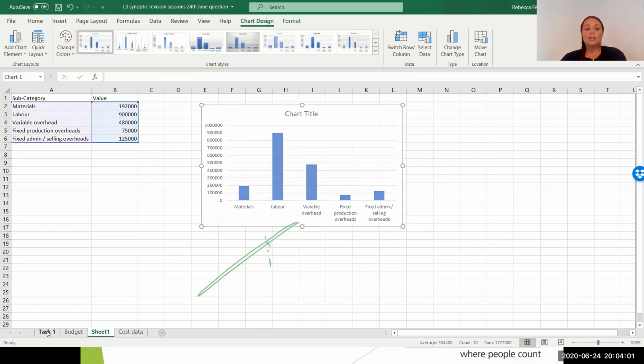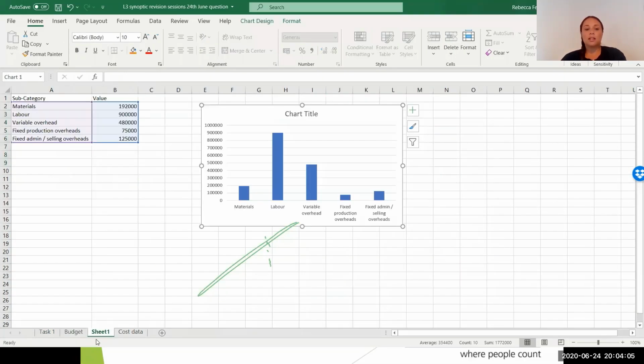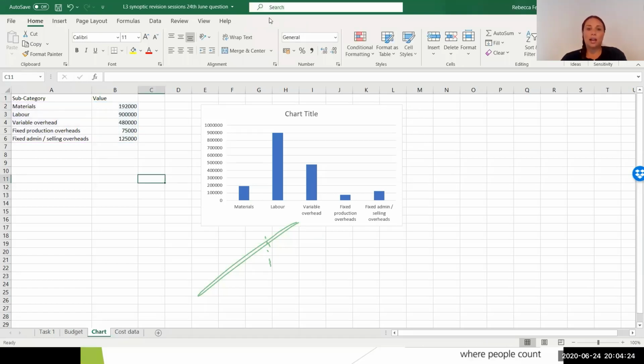And it tells me to rename this worksheet chart. So I'm just going to double click or right click and rename it chart. And that is all I have to do for that first requirement. For the next requirement, it's going to tell me that I need to make some changes to my chart. Is there any questions on that part that I've just had a look at there?